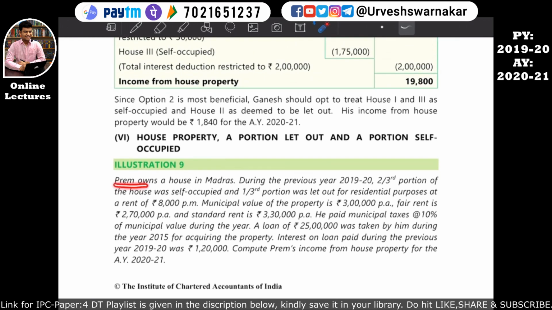The question says that Prem is the owner of a house property in Madras during the previous year 2019-20. 2/3 of the portion of the house property was self-occupied and 1/3 portion was let out for residential purpose at the rent of 8,000 per month, okay. And the municipal value details, the fair rent detail and the standard rent detail are given, and the municipal taxes details are given, as well as the loan details, and the question has itself specified how much interest the assessee has paid. I hope this is quite clear to you all. And the question is asking to calculate Prem's income from house property for assessment year 2020-21.